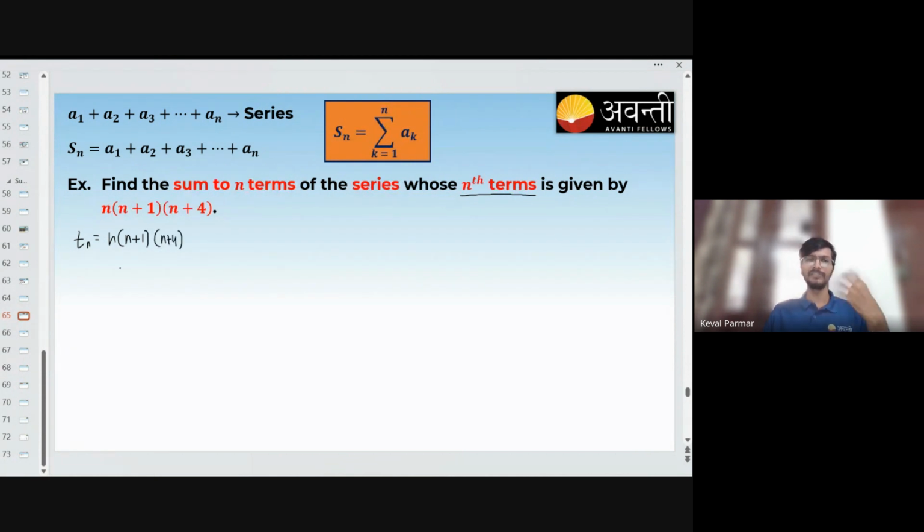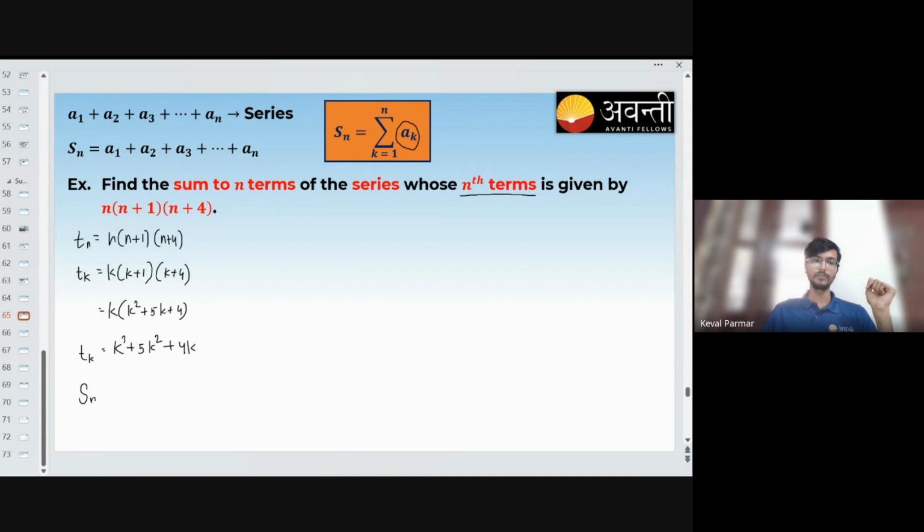So I'm asking you a very simple question. What will be Tk? Because we need the kth term. So Tk will be equal to k into k plus 1 into k plus 4. Just substitute k in place of n. So let's open the brackets. I think I'll get k square plus 5k plus 4. Now if I multiply it again, I'll get k cube plus 5k square plus 4k. So I got the value of Tk.